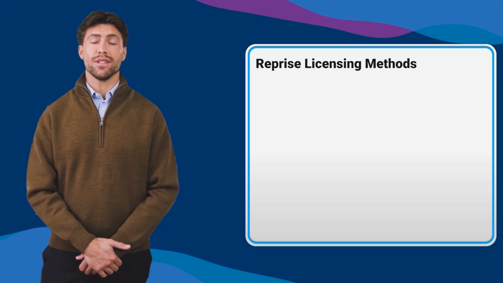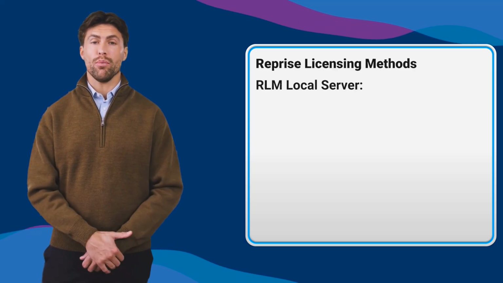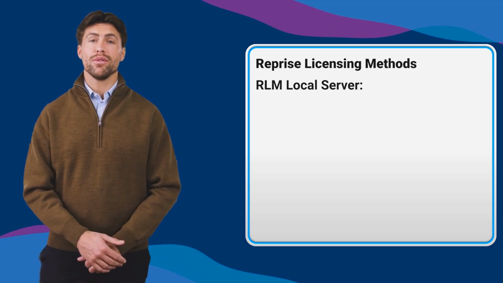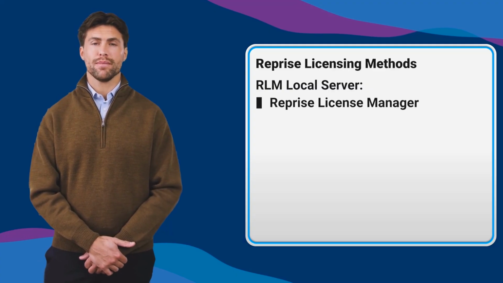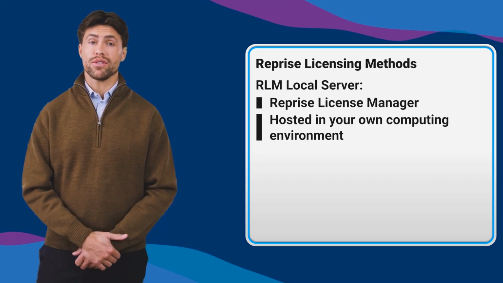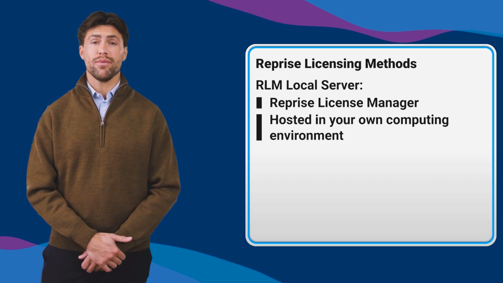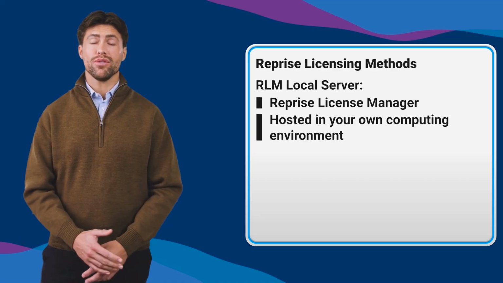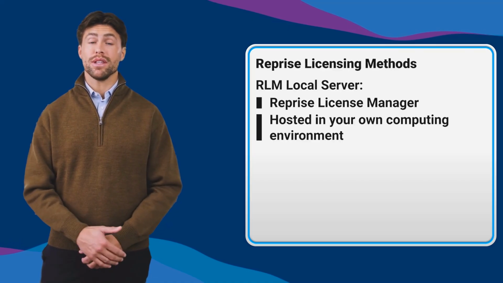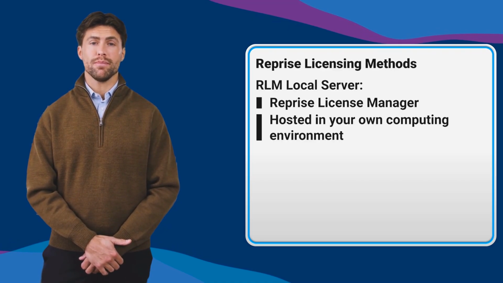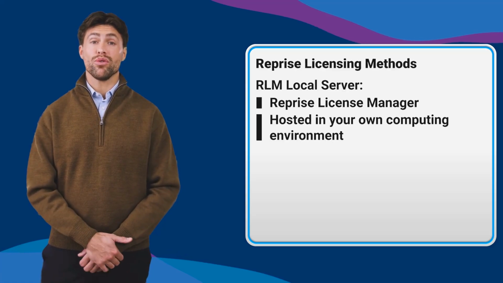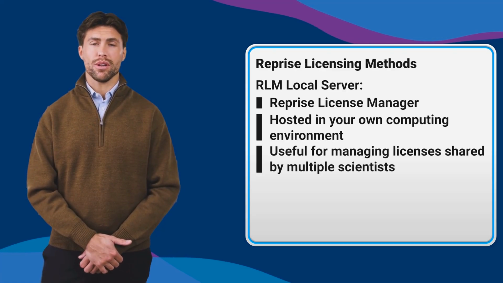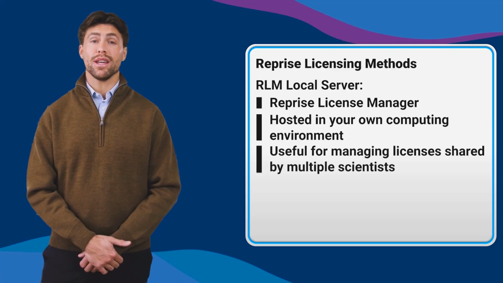The first licensing method we'll look at is called the RLM local server. RLM stands for Reprise License Manager. The RLM local server is hosted in your own computing environment. If you've been running a Flexera license server in your own computer environment, this will feel very familiar. The RLM local server solution is useful for managing floating licenses shared by multiple scientists.